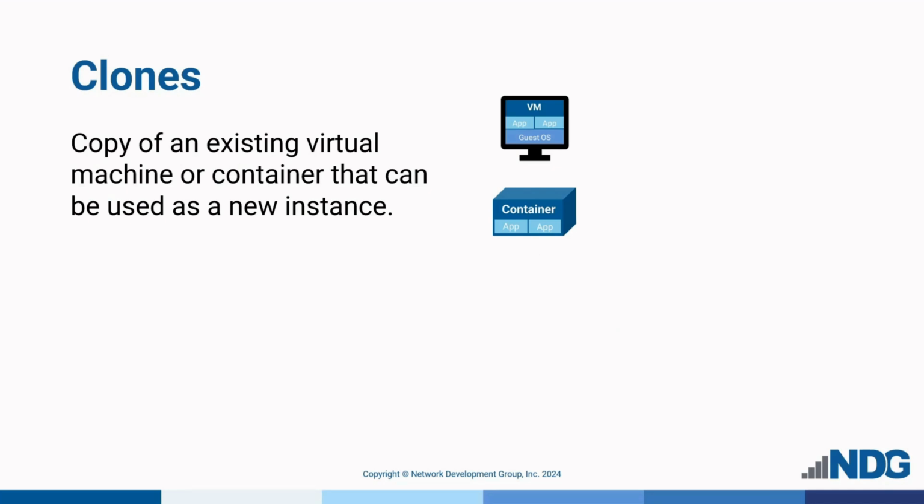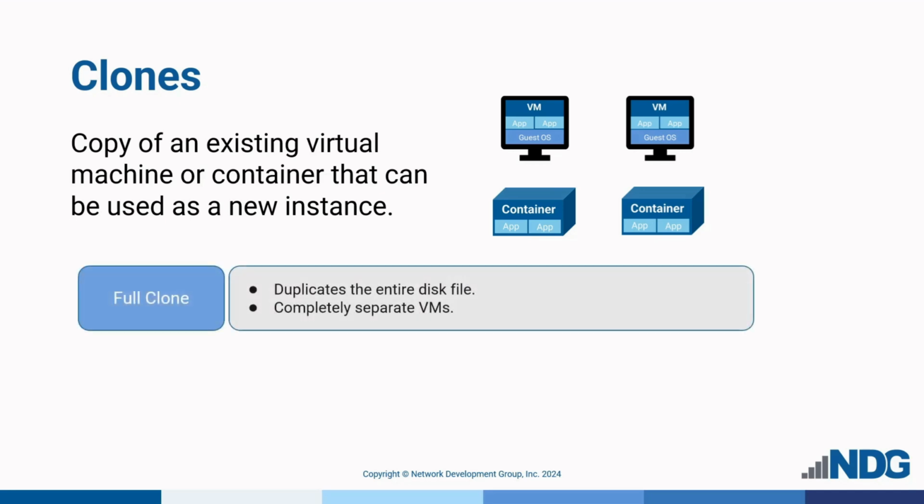An easy way to deploy many VMs of the same type is to copy an existing VM. We use the term clone for such copies. Proxmox allows the creation of two different types of clones, full and linked. When we use the full clone option, we are basically creating a duplicated independent VM. It duplicates the entire disk file. For example, if the original VM size is 1 GB, the clone will be 1 GB as well.